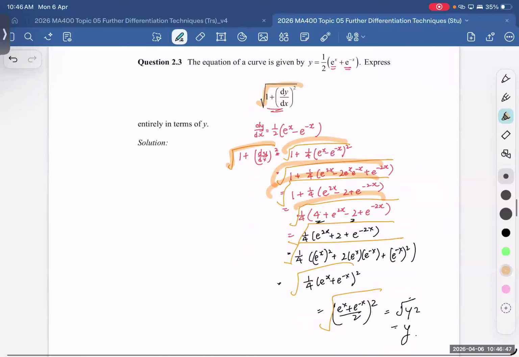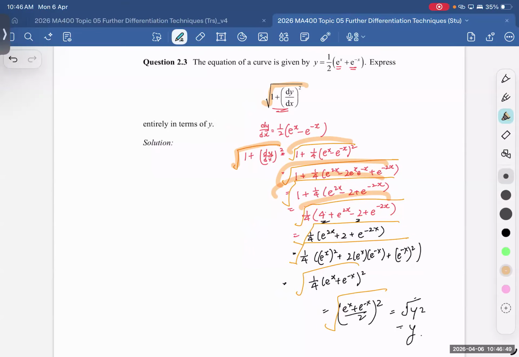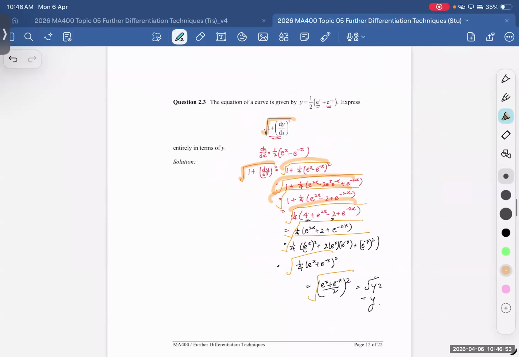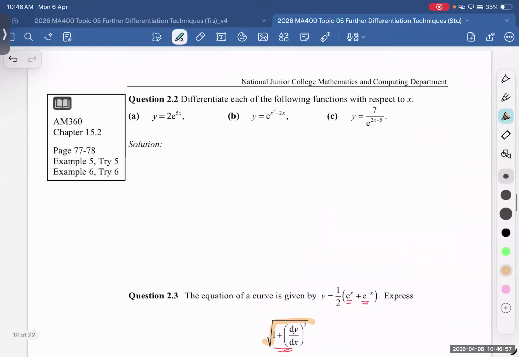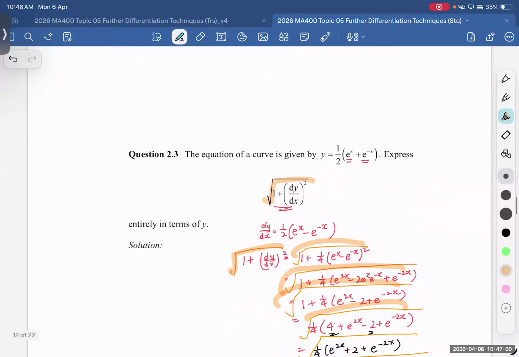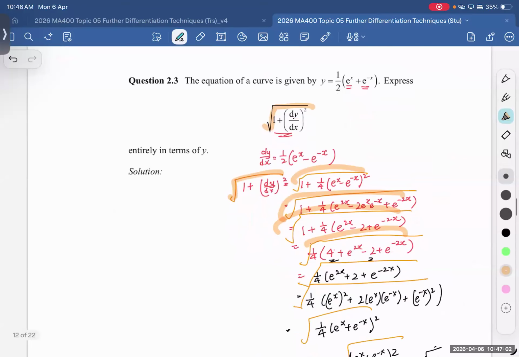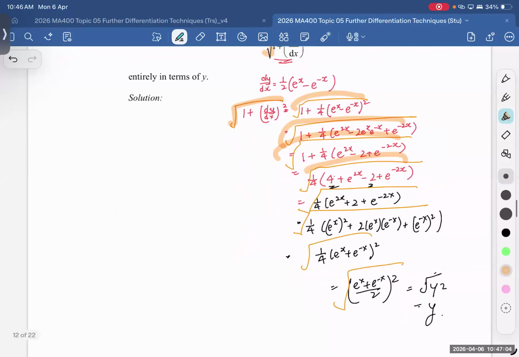Are you listening? Or you literally turn your chair over, never even face me. Okay. So disrespect. Okay, question 2.2. Is it okay? Okay. 2.3.